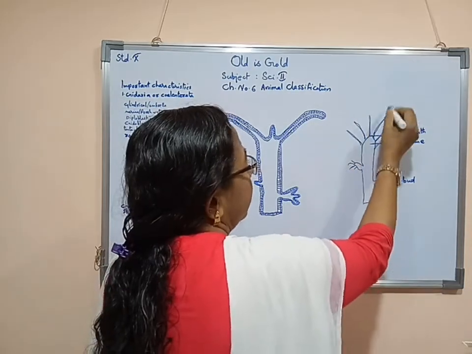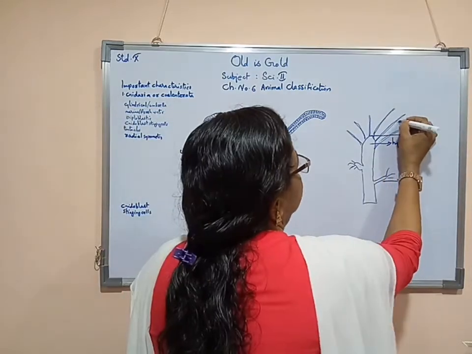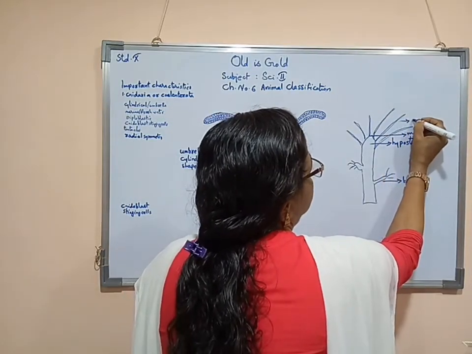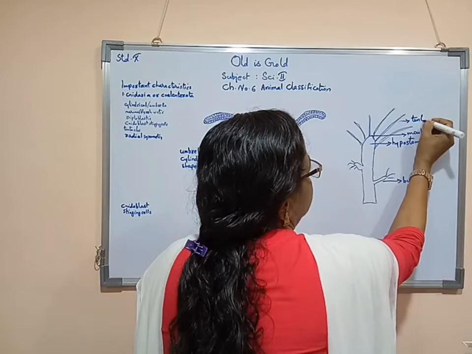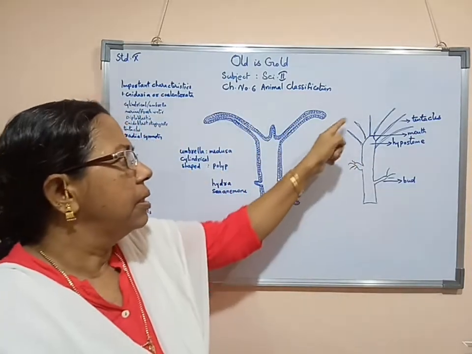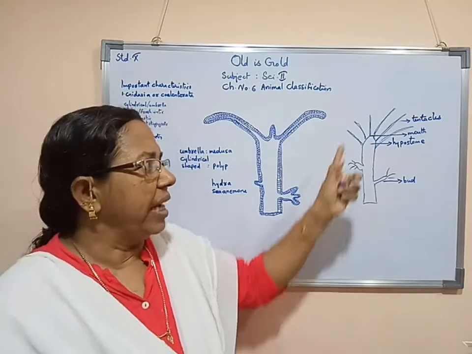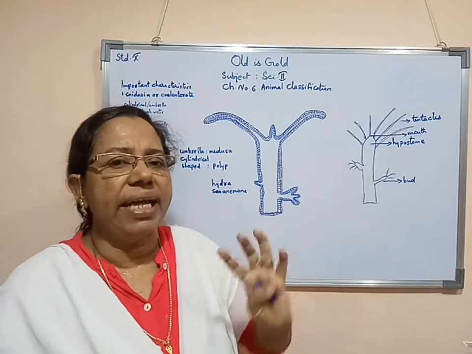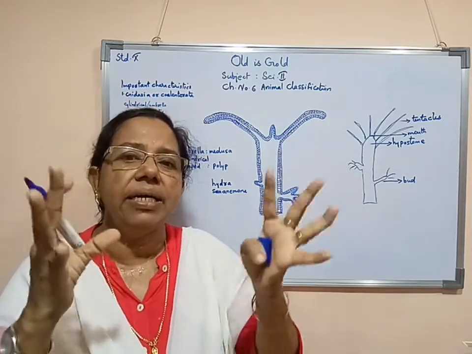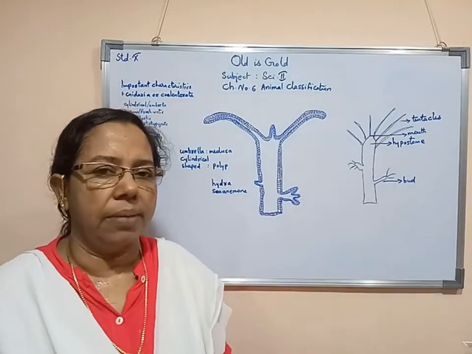Now these are the tentacles. It will have 1 to 12 tentacles around the mouth part of the hydra. So there will be 1 to 12 tentacles. We can say that hand-like parts will be around the mouth of the hydra.